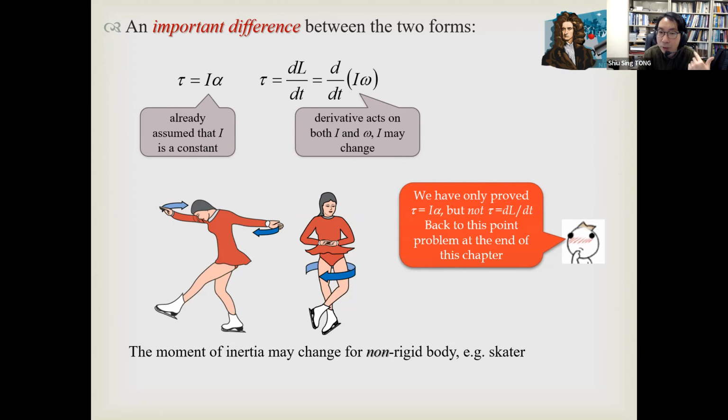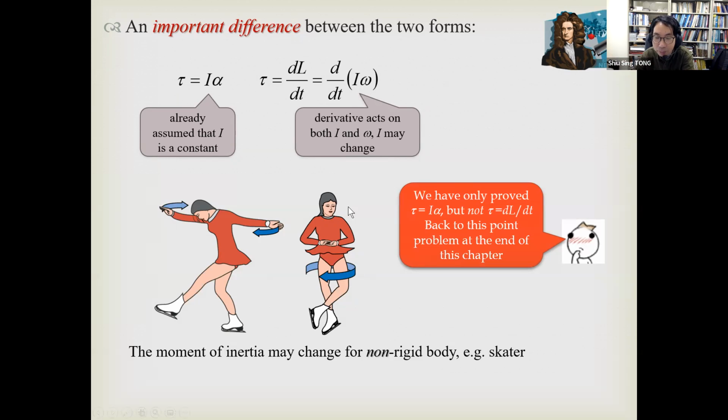For example, when a skater rotates, you can see the skater may contract her arms and retract her legs, so that she becomes spinning faster and faster. That is what you commonly see in skating competitions. The skater simply contracts her arms and retracts her legs, and then she is spinning faster and faster in a nice way. So in that case, the moment of inertia is not a constant.